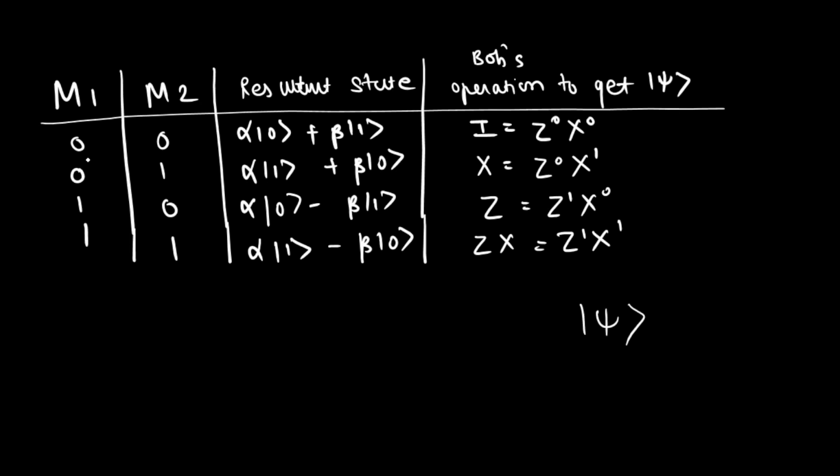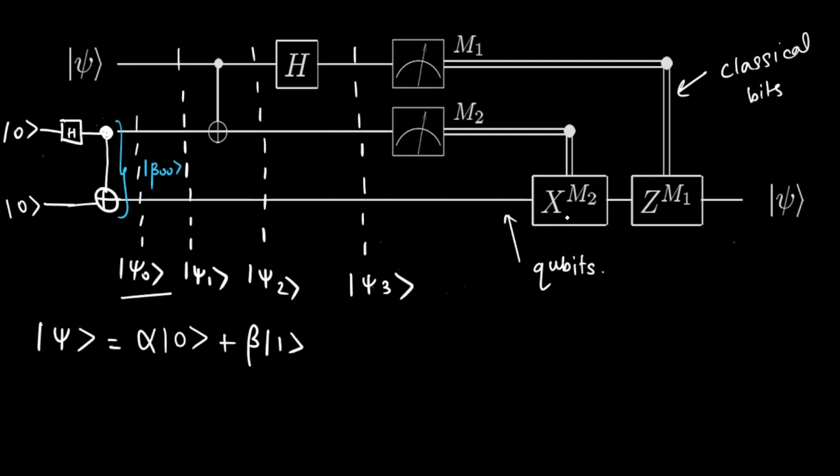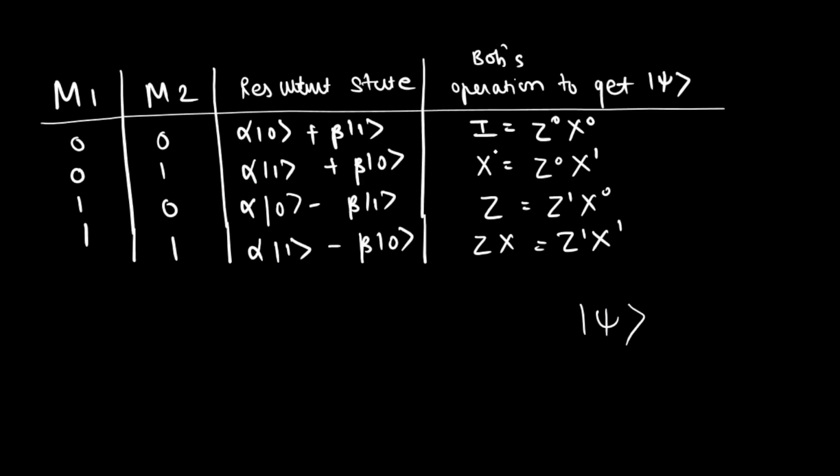So from the measurement, if Alice gets 00, then the resultant state would be alpha 0 plus beta 1, that is this state. So now Bob does not have to do any operation on this state in order to get psi, since psi is also alpha 0 plus beta 1. That means Bob will not perform any operation by the X gate or the Z gate in order to get psi, that is represented by this equation. Similarly, if Alice gets 01, then the resultant state from the psi 3 state would be alpha 1 plus beta 0. And in order to get psi, Bob has to operate this state with the X gate, which is given by this equation.